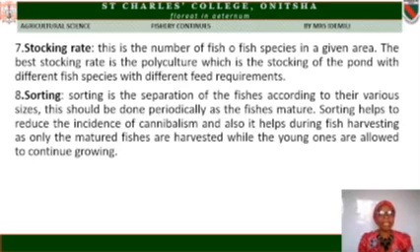The number 8 is sorting. This is the separation of fishes according to their various sizes. This should be done periodically as the fishes mature. Sorting helps to reduce the incidence of cannibalism and also helps during fish harvesting, as only the matured fishes are harvested, while the young ones are allowed to continue growing.